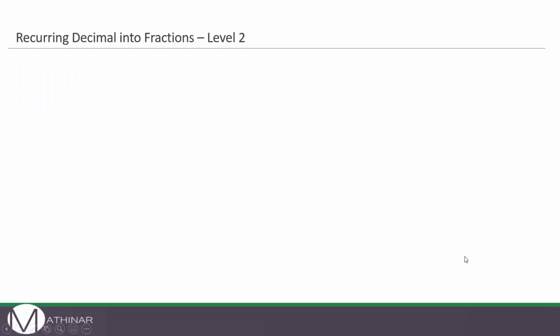Let's have a look at level 2. So level 2 is where you've got a number such as this one, 0.27 recurring. Now on a calculator display, this would look like 0.272727. And we ask ourselves the same question to begin with.